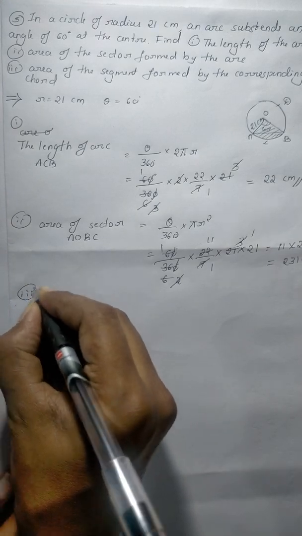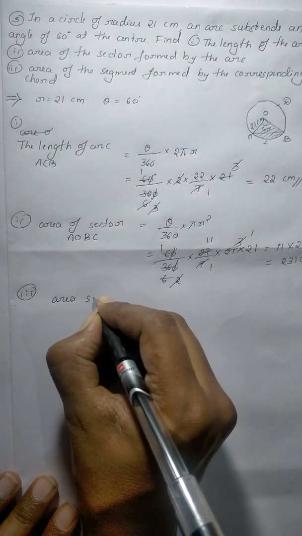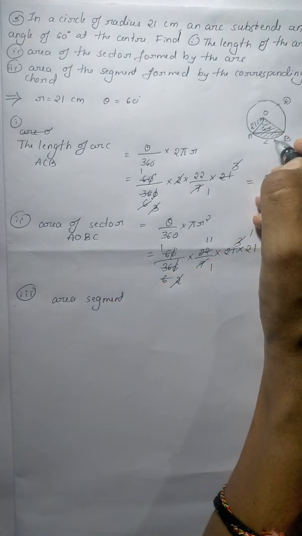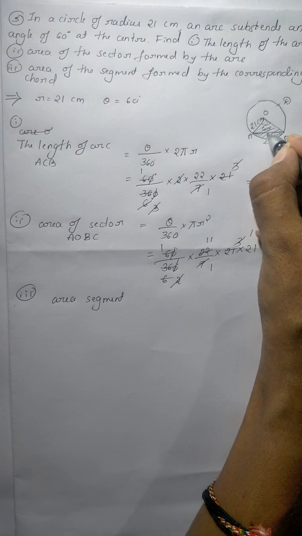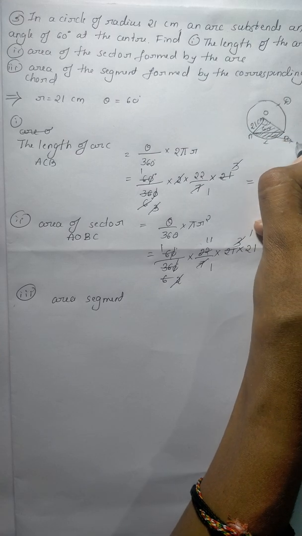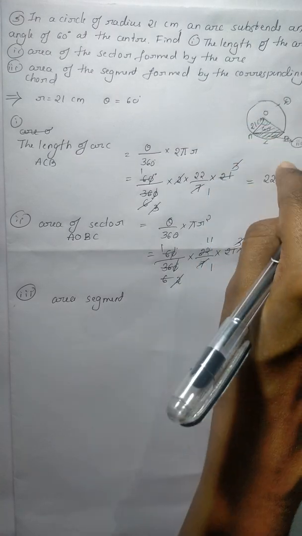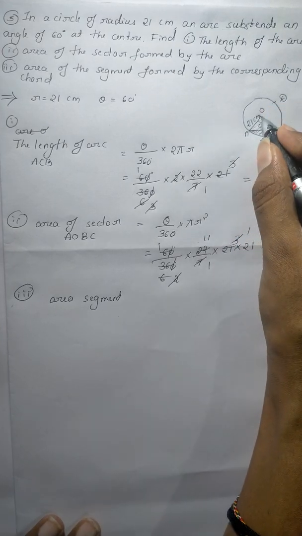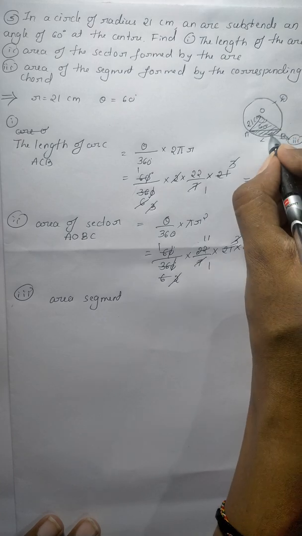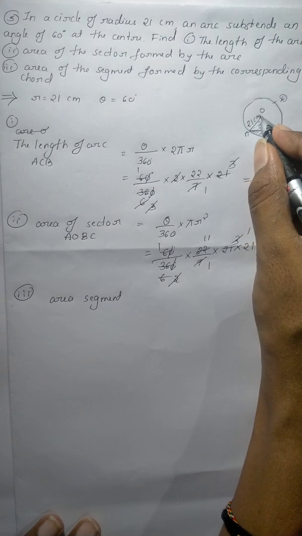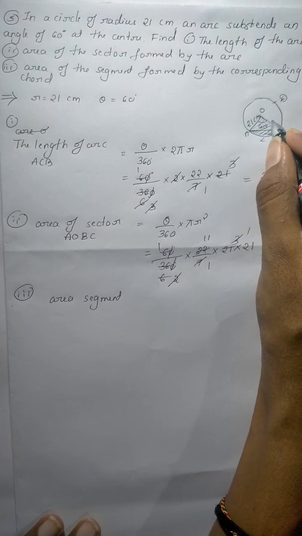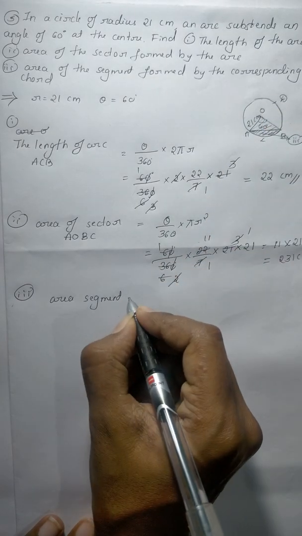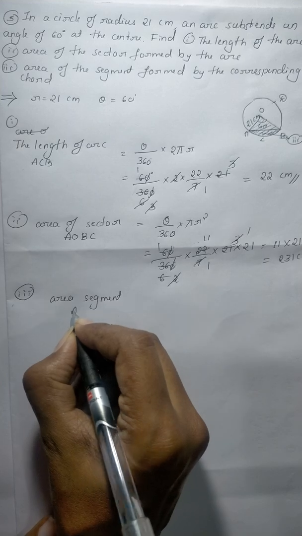Then the third one, area of segment is asked. When the area of the segment is asked, these points when joined form the segment. This is the area they have asked in the third part. To find the area of the segment, we use the area of the sector and remove the area of the triangle, then we are able to get the area of the segment ACB.